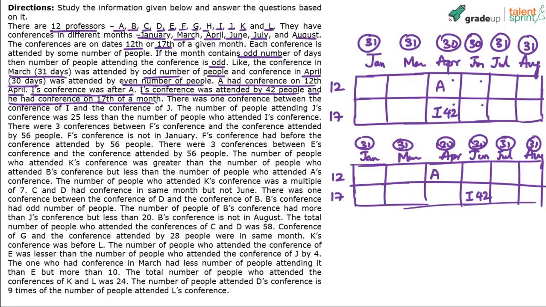Now, there was one conference between the conference of I and the conference of J. So between I and J, there is a gap of 1. Now, there are multiple possibilities. He says between I and J, there is a gap of 1. So I is here, gap, J can come here. Or if I go in the reverse direction, this is the gap and J can come here. So J will either come here or here. Similarly, if we take this case, I is in this position, there can be a gap of 1 and then J can come here, or J can come here.